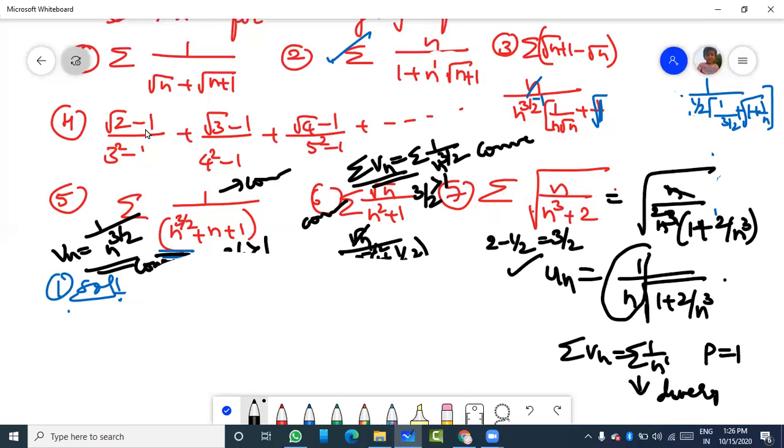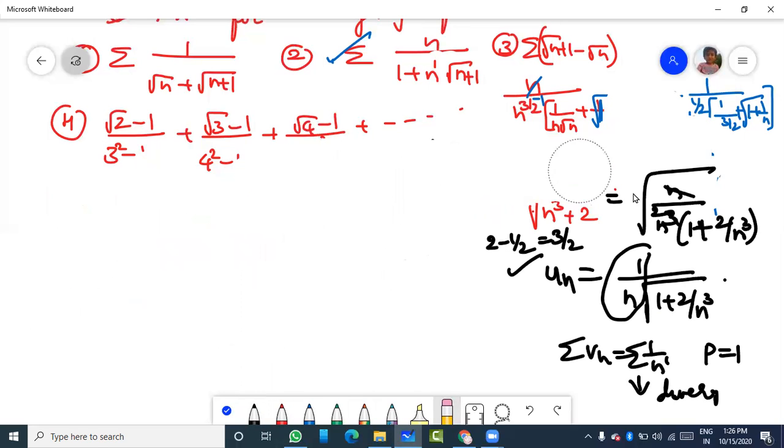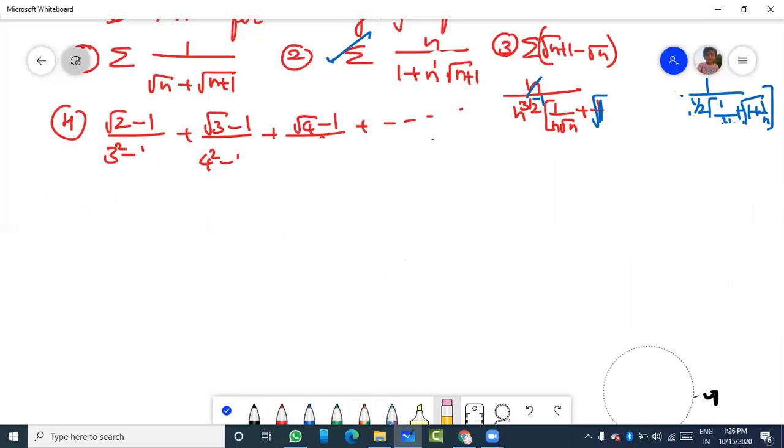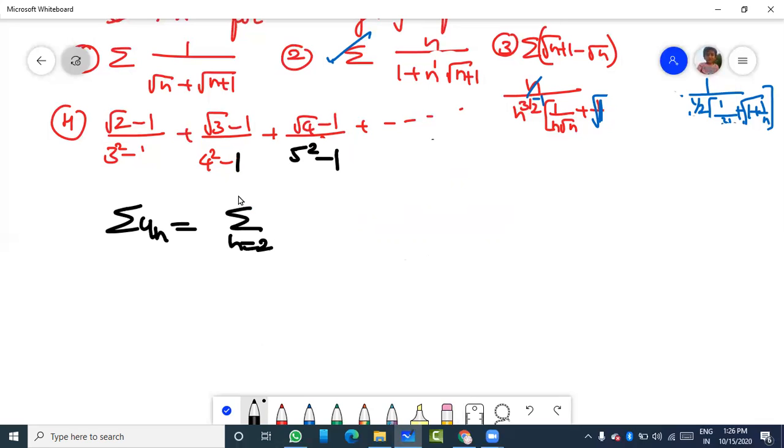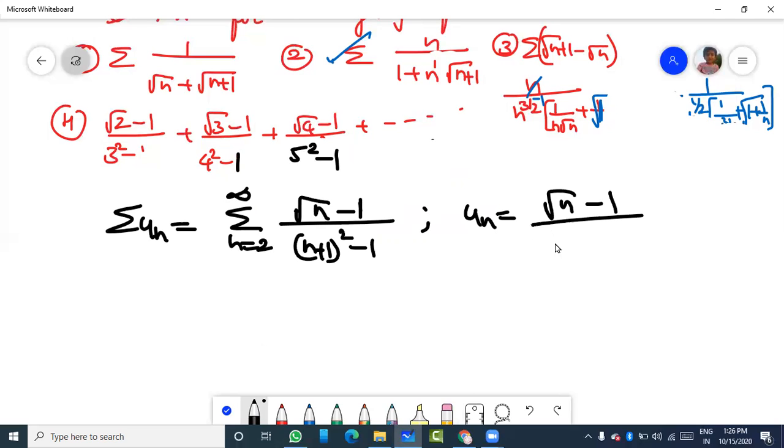Okay. Yes, ma'am. The fourth one, what should we do? First we write the nth term. What is the nth term of this series? Sigma Un, with n equal to 2 to infinity, we can take root n minus 1 by n plus 1 whole square minus 1. From this, Un equals root n minus 1 by n plus 1 whole square minus 1.